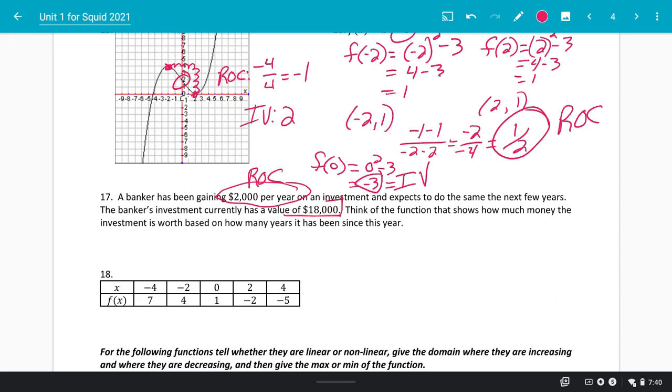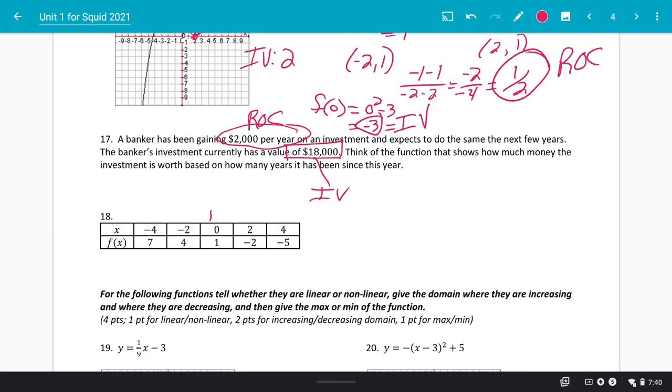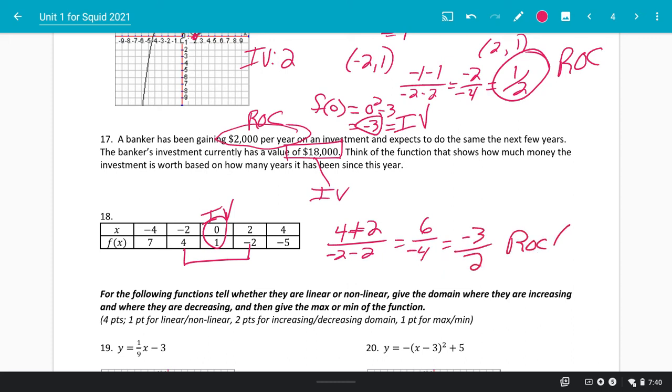Currently has a value of $18,000. That is my initial value. Okay, number 18, here's my initial value. And I still need it from -2 to 2, so I got 4 minus -2 over -2 minus 2, which is 6 over -4, or -3/2 is my rate of change from -2 to 2. Now, just as a reminder, we should have been using y2 minus y1 over x2 minus x1 to find that.